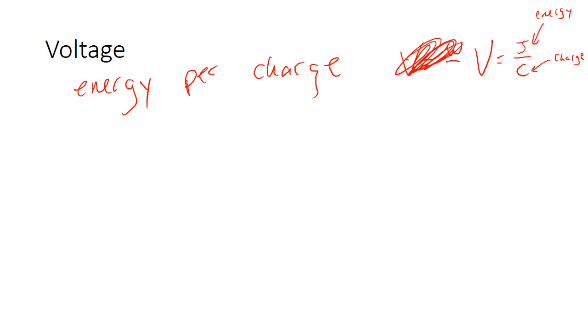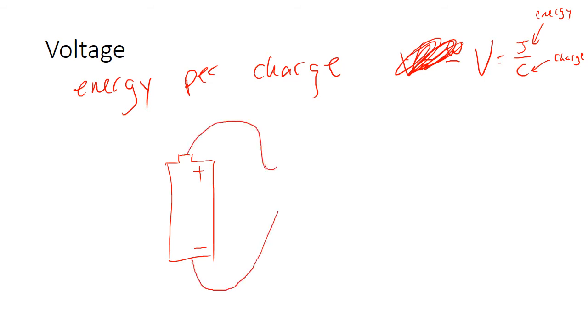Now let's think about a concrete example. You've got a battery. Let's use the big version of a battery here. This is the positive side, this is the negative side. If you connected the battery like this to a light bulb, electrons are going to leave the battery out of the negative side and travel around through this filament that makes the light, and then into the top. This is the real current, the way the electrons are traveling.